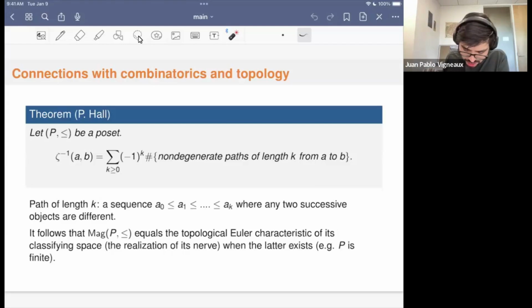A path of length k is something of this form. Here you have A, here you have B, and you can put k minus 1 objects in between, where no two successive things are the same. So all these inequalities are strict. I wrote it this way because in the general categorical case, you can suppose that there are many arrows, and the only requirement is that the arrows are not identities. So it follows that this magnitude equals the topological Euler characteristic of the classifying space of P.